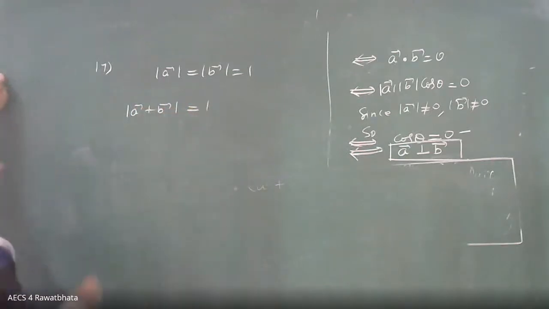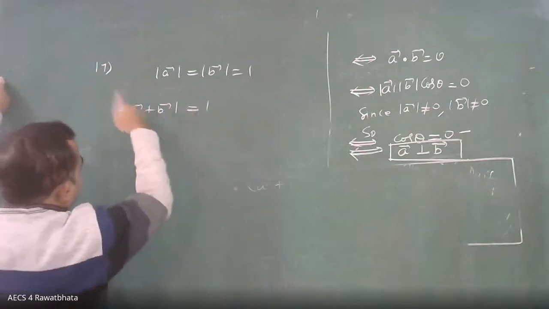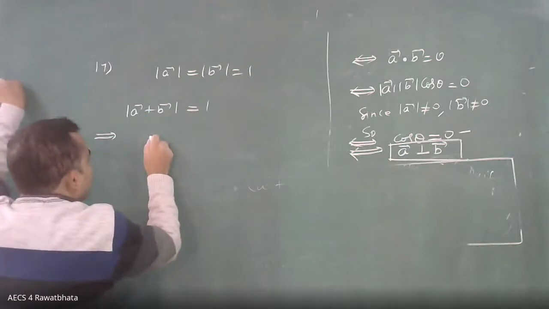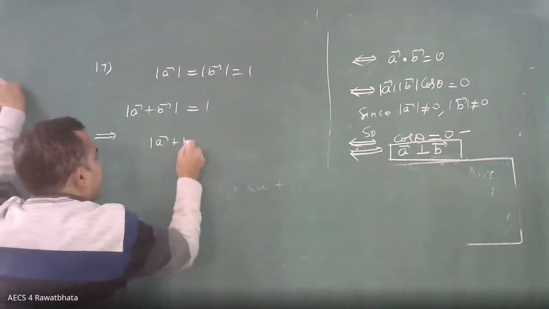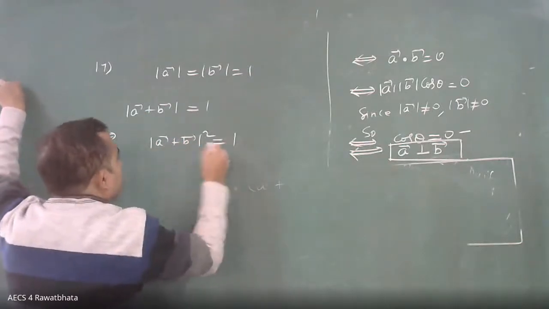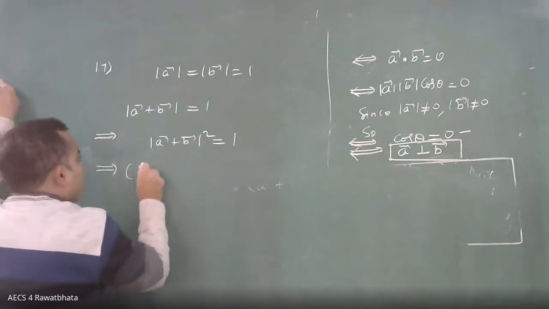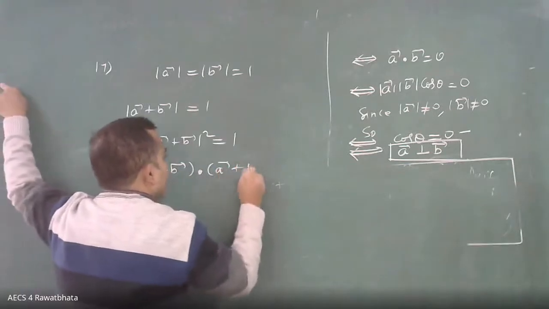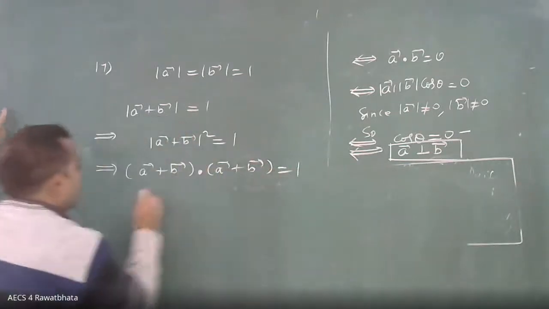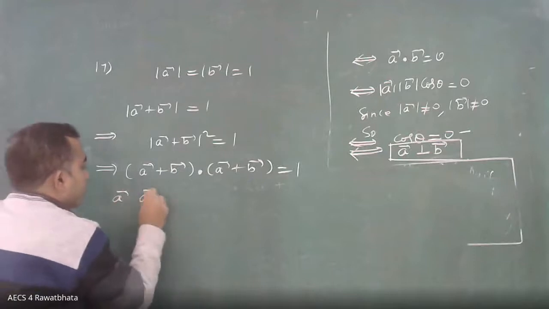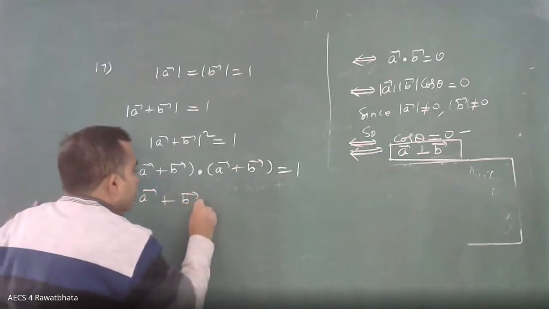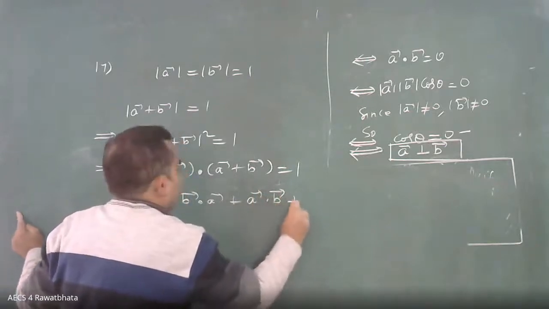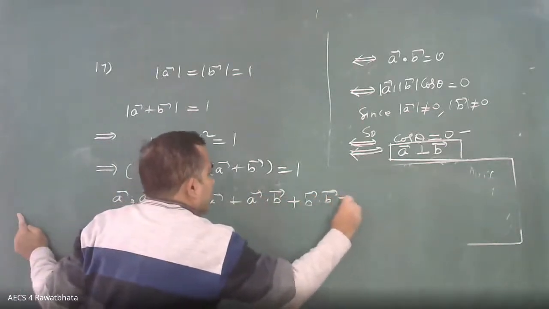So it is given that A plus B is a unit vector. It means its magnitude is 1. So its magnitude, how to get? Its magnitude you can get like this: |A plus B| square is equal to 1. Square will be equal to dot of this vector with itself. And you open the dot. So this is going to be A dot A plus B dot A plus A dot B plus B dot B is equal to 1.